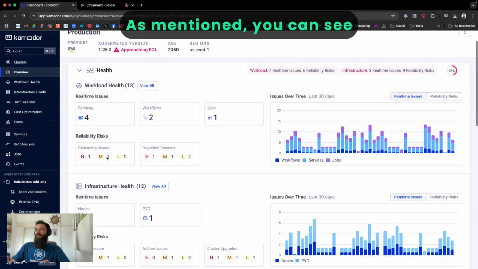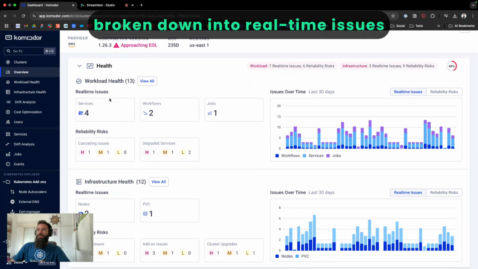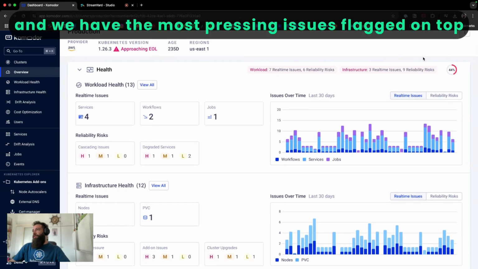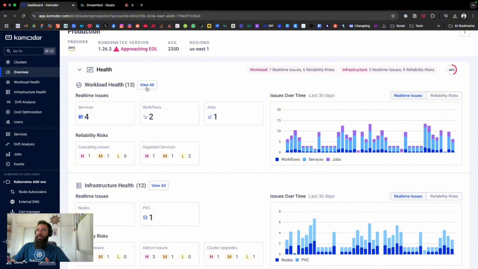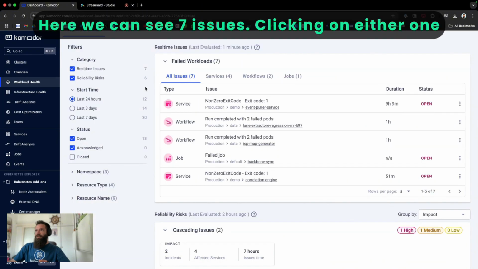So as mentioned, you can see we have the workload health and the infrastructure health broken down into real-time issues and reliability risks. And we have the most pressing issues flagged on top, so I know what demands my immediate attention. Let's look at the workload health. Here we can see 7 issues.